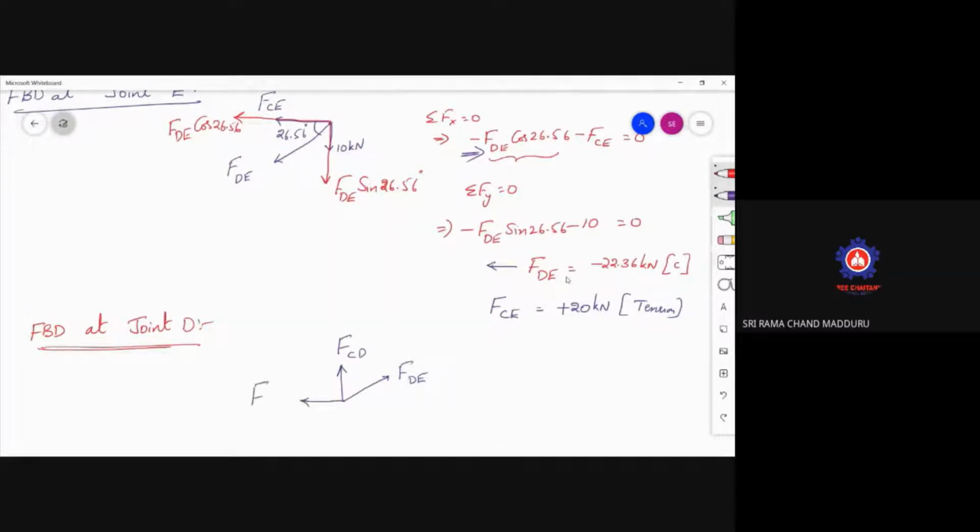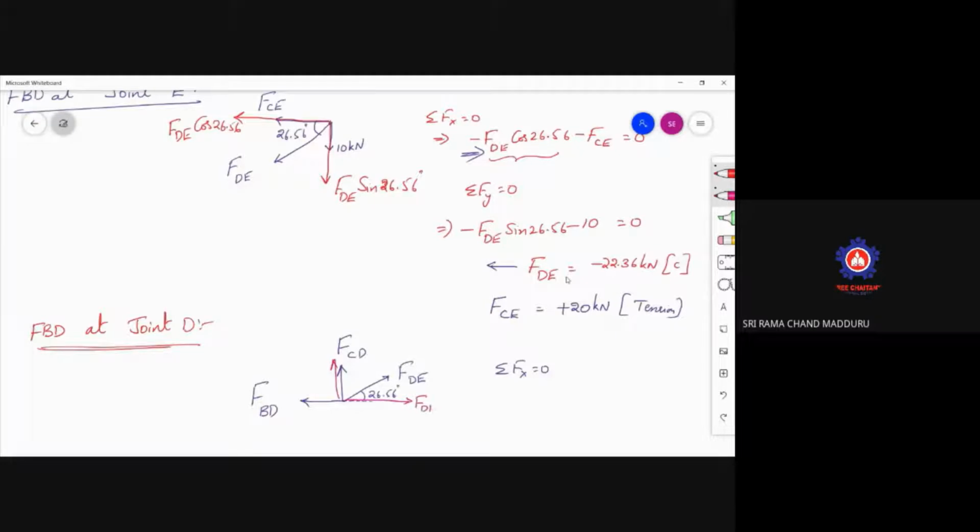This is force in BD. Here the angle is nothing but 26.56 degrees. Now, sigma Fx is equal to 0. Write down the equation. Before writing that, you resolve the forces along the x-axis as well as along the y-axis.